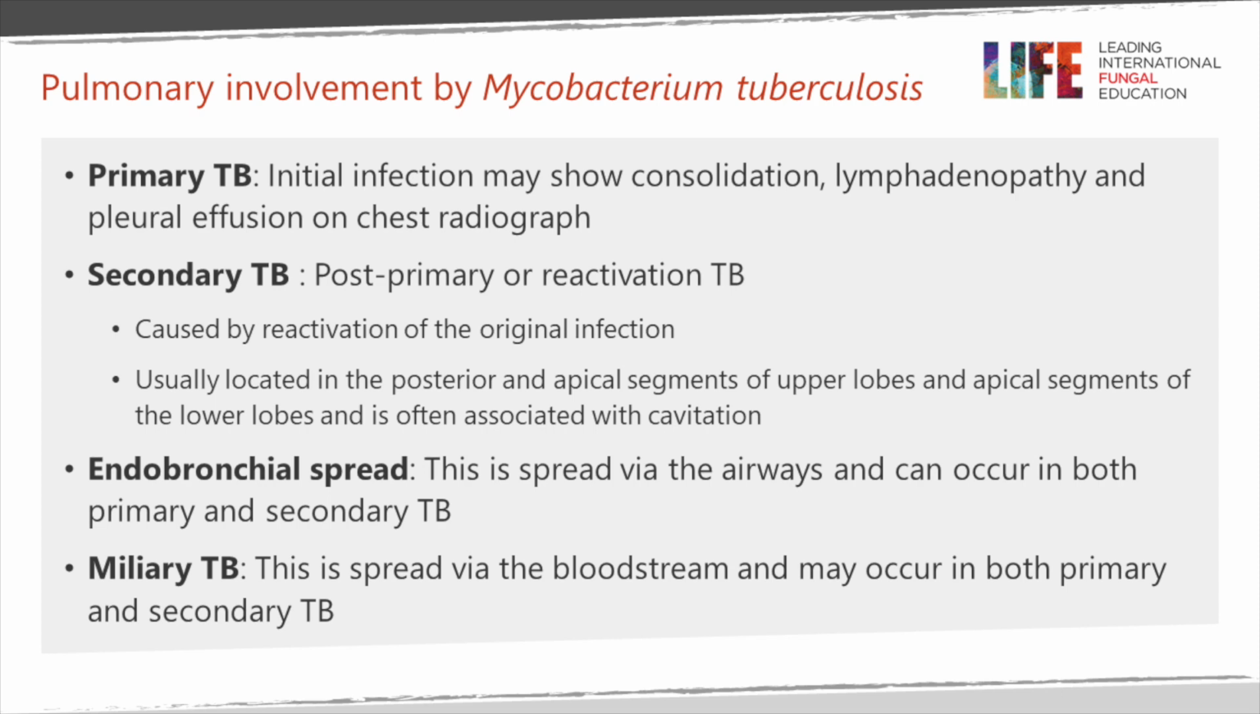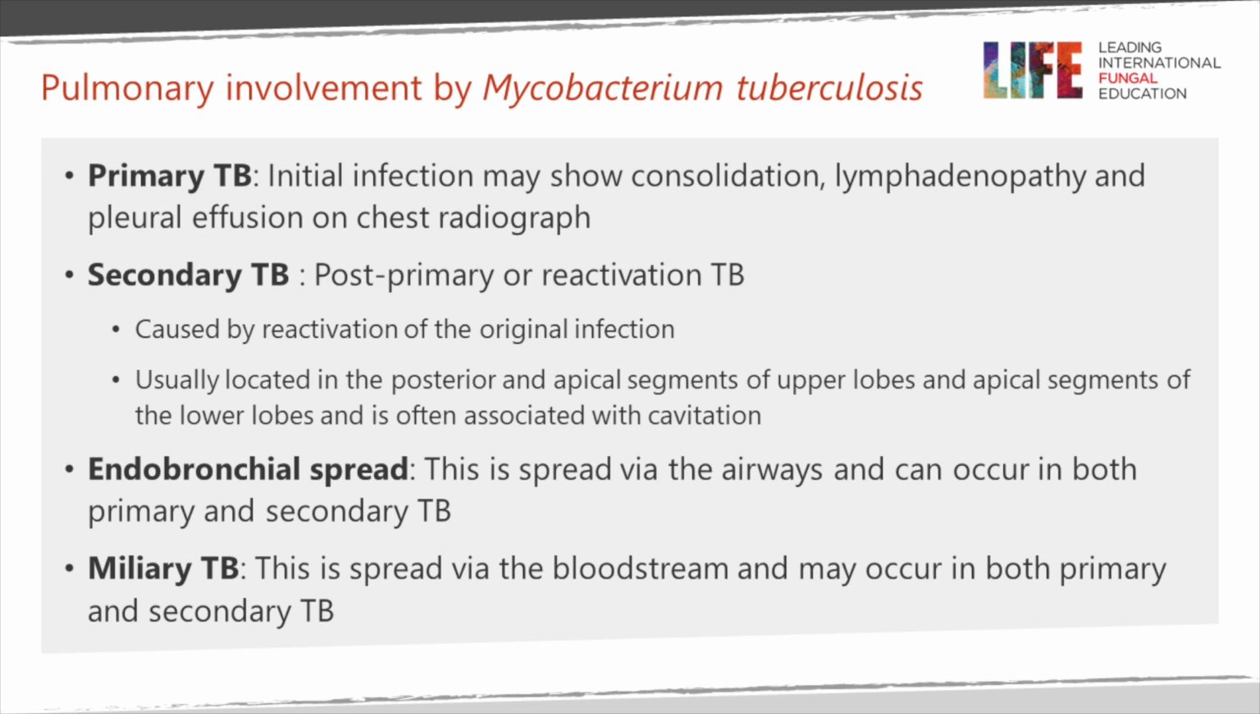Secondary tuberculosis then is when the TB reactivates, so it can be called either reactivation or post-primary TB. It's the same thing. For some reason, either the host's immunity has reduced slightly and the patient's infection takes a hold again. Typically, or classically, this is in the upper parts of the lung, so either in the apical segments of the upper lobe or in the apical segments of the lower lobes.